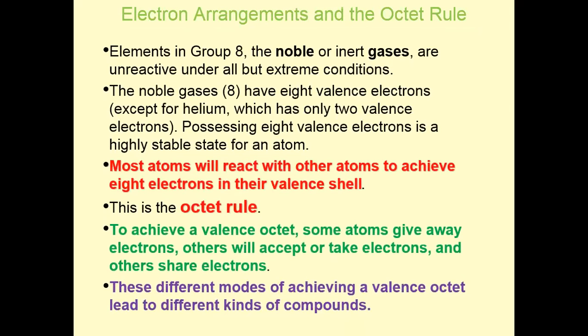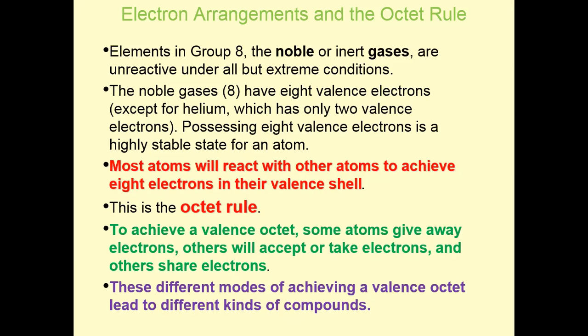Elements in group 8, the noble or inert gases, are unreactive under all but extreme conditions. The noble gases have 8 valence electrons except helium, which has only 2 valence electrons. Possessing 8 valence electrons is a highly stable state for an atom.